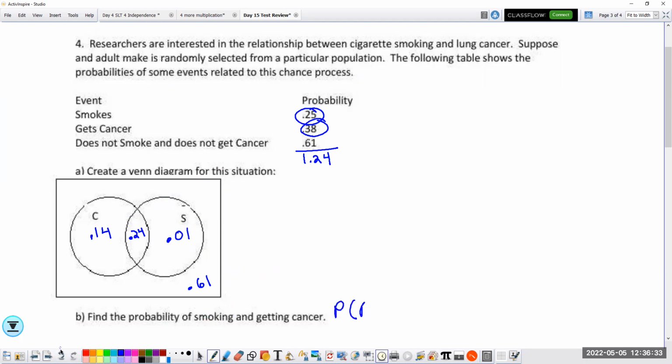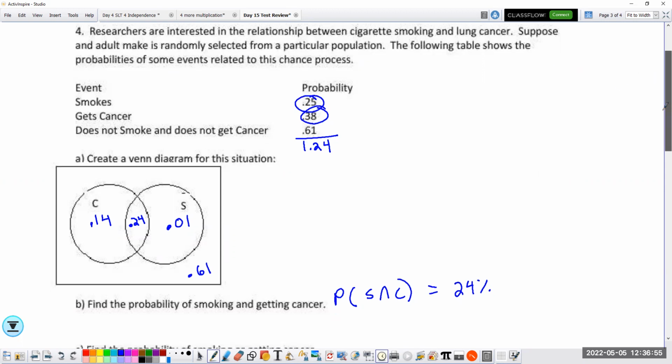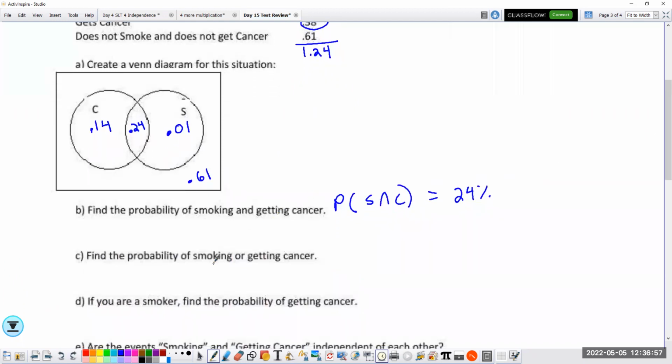Find the probability of smoking and getting cancer. So the probability of smoking and cancer is the intersection of the 2 circles. I can't use the multiplication rule here because I'm pretty confident these are not independent events. It does not look like a proportional relationship. I have a Venn diagram, use the Venn diagram. The probability of smoking or getting cancer, I'm going to add up and I get 39%.